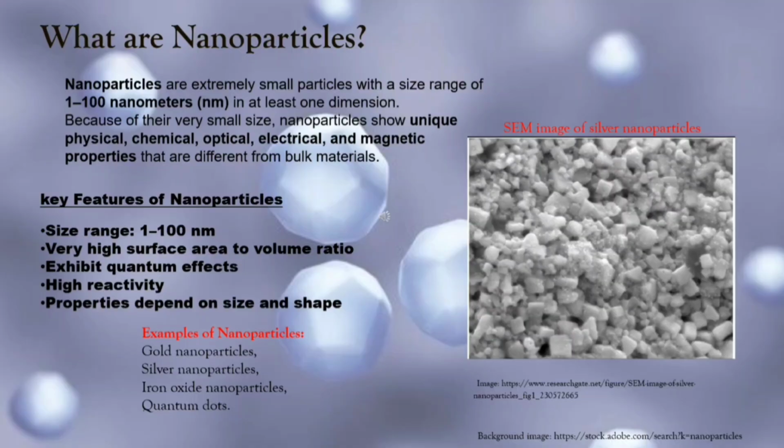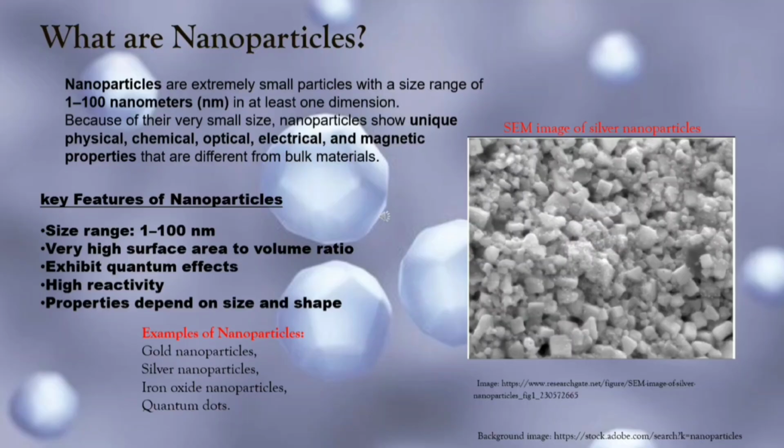What are nanoparticles? Nanoparticles are extremely small particles, typically having sizes between 1 and 100 nanometers, at least in one dimension. Because of this very small size, materials at the nanoscale behave differently from their bulk form, and they can show unique physical, chemical, optical, electrical, even magnetic properties. You can see here some common examples of nanoparticles include gold nanoparticles, silver nanoparticles, and quantum dots.